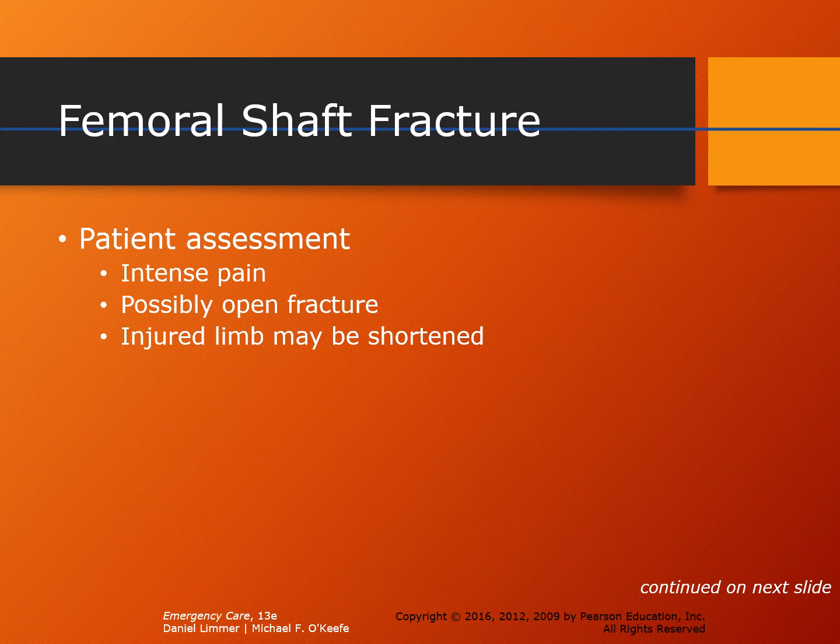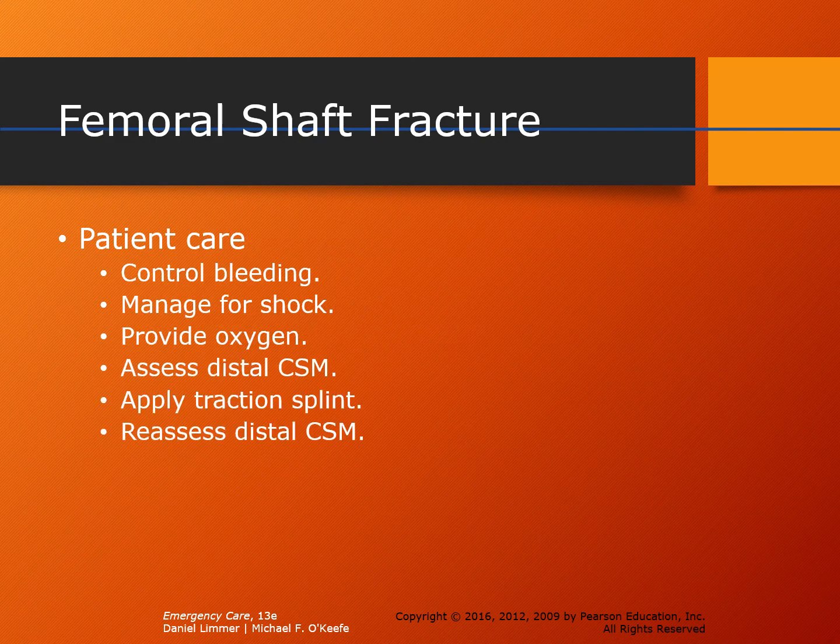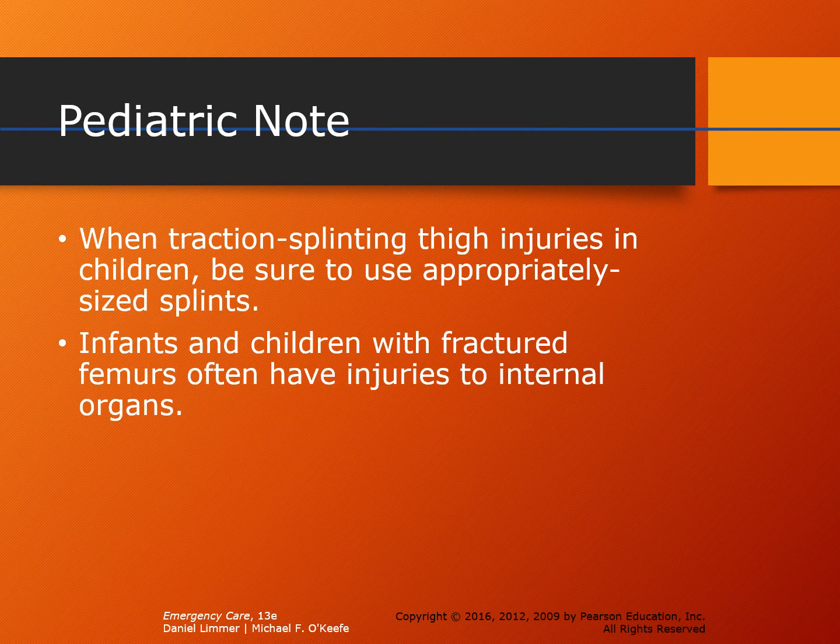Also, make sure that the injured limb is showing some external signs of femur fracture, whether that be deformity, swelling, bruising at the site, typically mid-shaft, some type of external shortening, and also external rotation. Care for bleeding, manage shock, provide oxygen, assess for the distal CSM before and after we apply the traction splint, and then appropriately apply that traction splint.